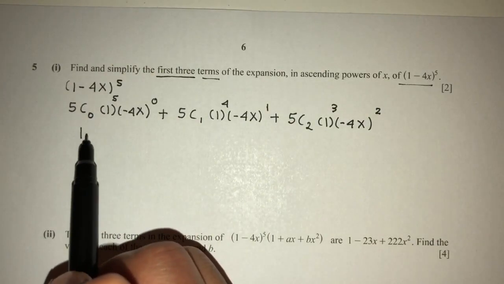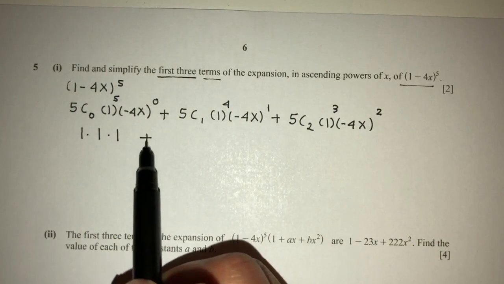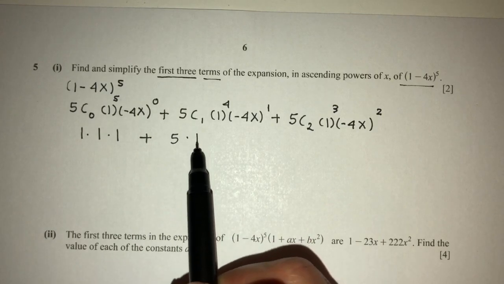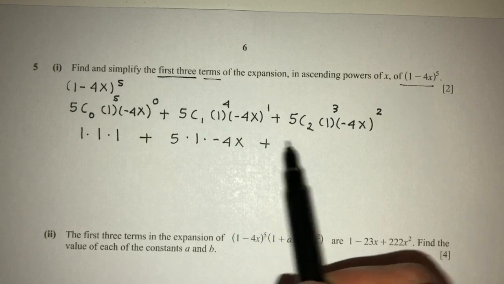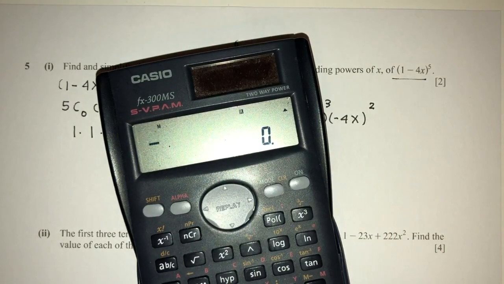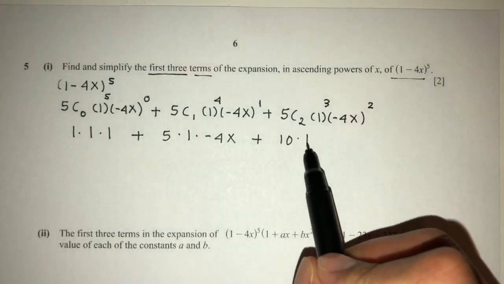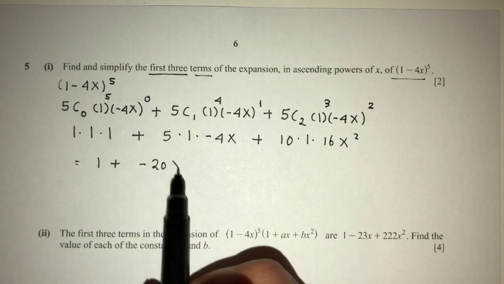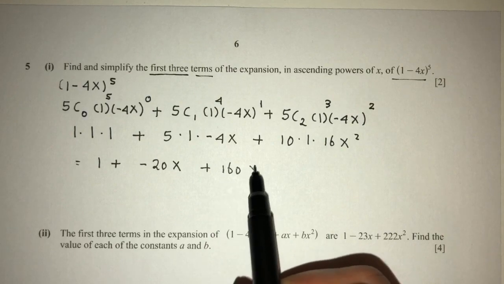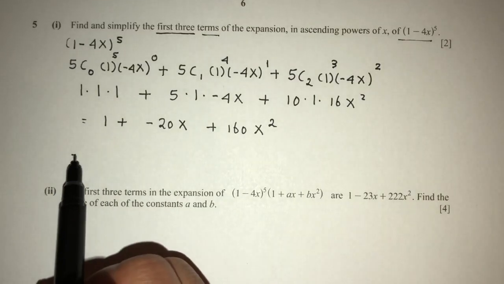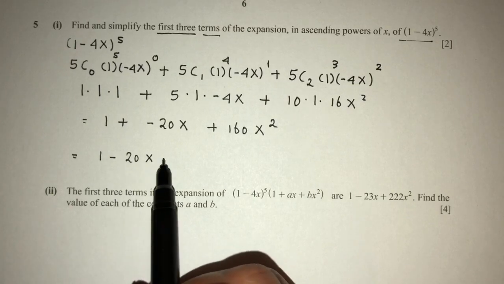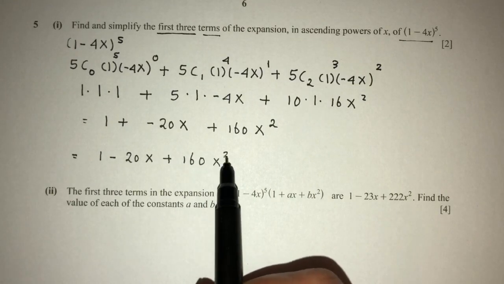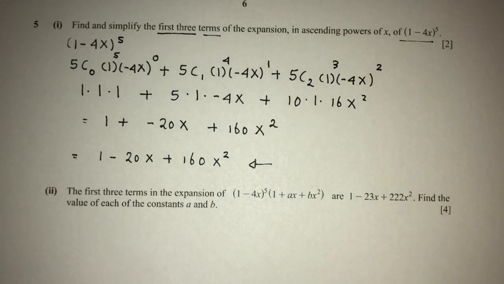Now 5 choose 0 is 1, 1, and that is 1. Plus 5 choose 1 is 5, 1 and minus 4x. 5 choose 2 is 10, but let's check. 5 choose 2 is 10. That will be 1 and that will be 16x squared. So that will be 1 plus minus 20x plus 160x squared. So finally, that will give you 1 minus 20x plus 160x squared. That will be your answer for part 1 of the question, the first 3 terms of the expansion.